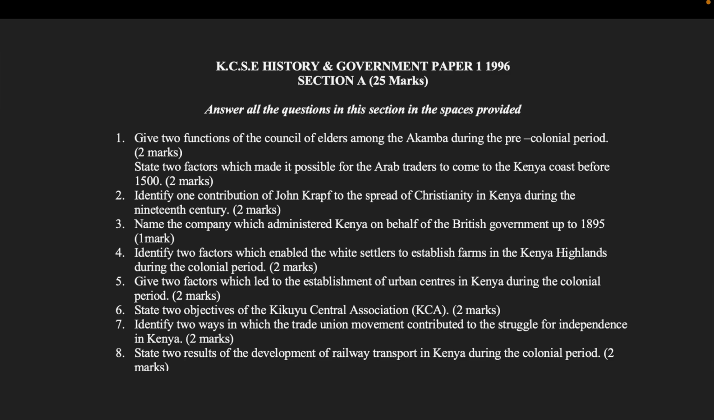2 marks. Give 2 factors which led to the establishment of urban centers in Kenya during the colonial period. 2 marks. State 2 objectives of the Kikuyu Central Association (KCA). 2 marks. Identify 2 ways in which the trade union movement contributed to the struggle for independence in Kenya. 2 marks. State 2 results of the development of railway transport in Kenya during the colonial period.